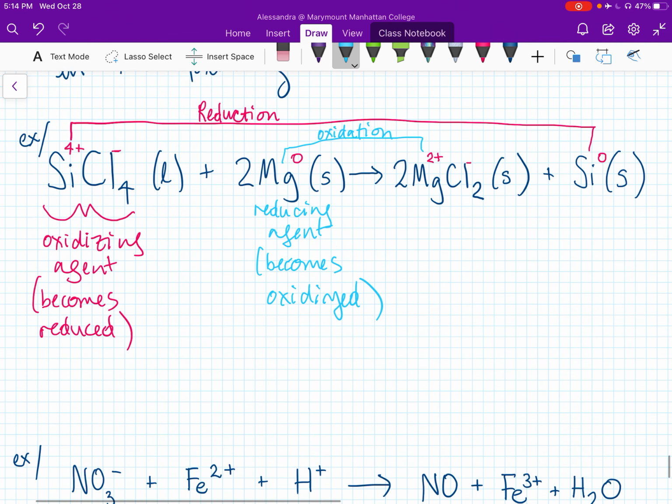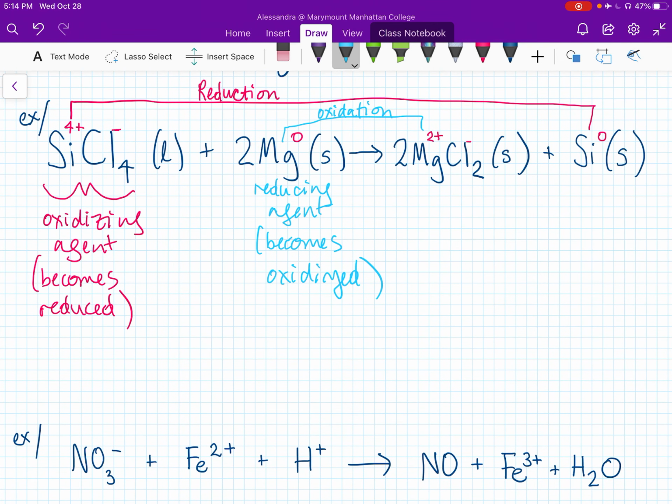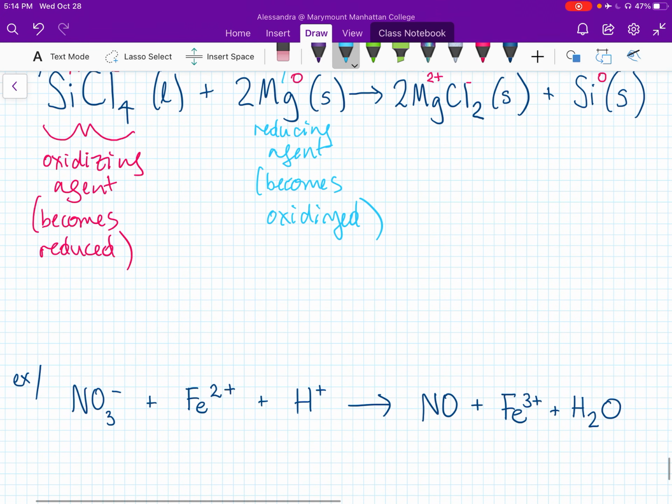Let's do another example. In this example, I have nitrate, NO3-, plus Fe2+ plus a proton, H+, giving NO, so nitrogen monoxide, plus Fe3+ plus water. I want to point out that this is not a balanced redox reaction, and I do not expect you to be able to balance redox reactions yet. We're going to do that next semester. But I do expect you to be able to assign oxidation states to all of the elements in this reaction and then tell me what the oxidizing agent and the reducing agent are.